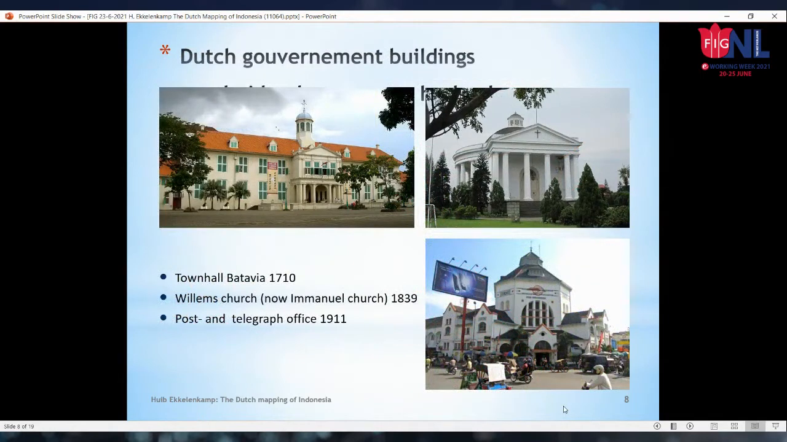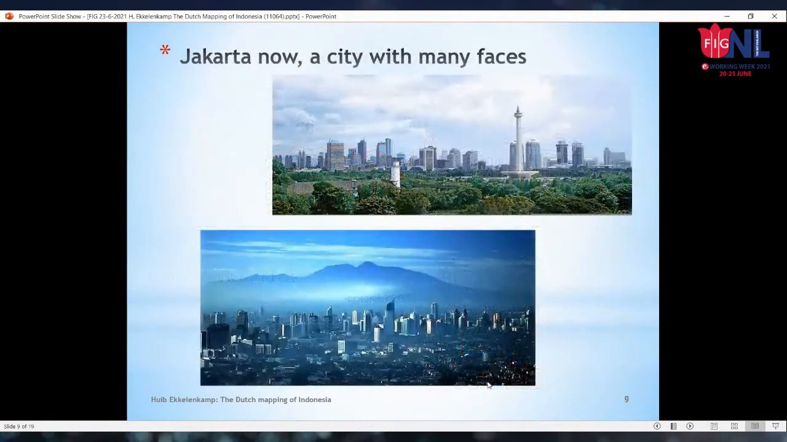An impression of some government buildings is given here. The town hall, it's now a museum. You see the church, now called Emmanuel Church, 1839, and an important post and telegraph office, which is still in operation today. All three buildings are still existing and are still used, and especially have interest for tourists. But Jakarta has changed, of course.